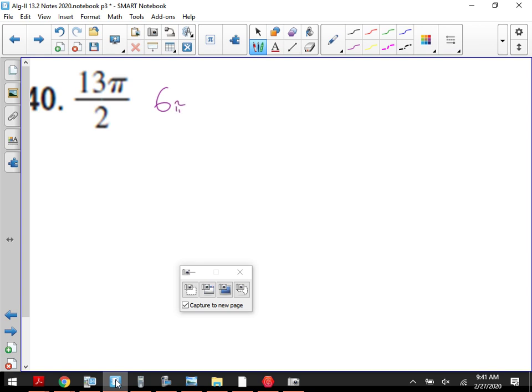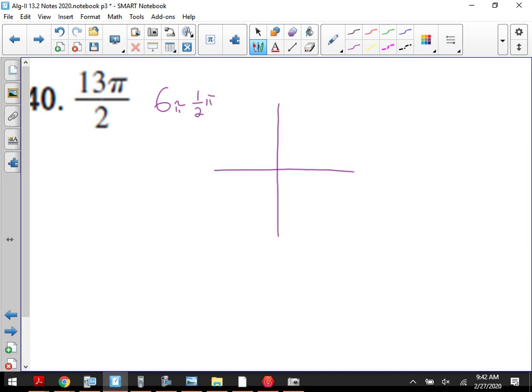Now, I think somebody in here earlier was saying, can you write it as 6 pi and 1/2 pi? Absolutely. It helps you keep it straight as you're going through, okay? So now what I want to do is just place it and figure out where I'm at. So 6 pi, if you want to count it and have fun, we go 1 little, 2 little, 3 little pies, 4 little, 5 little, 6 little pies. So there's our 6 pi, all right?